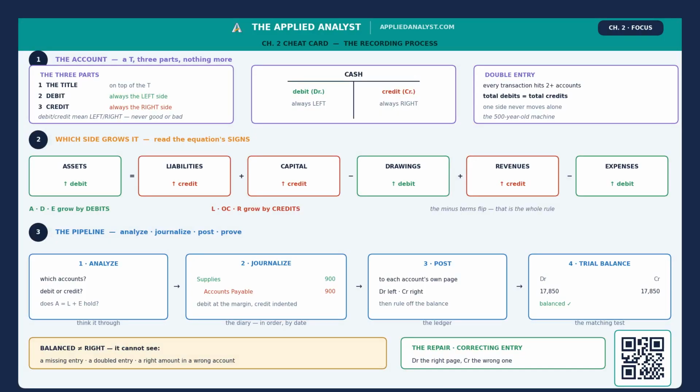Screenshot this, the whole of Chapter 2 on one card. The T, title on top, debit left, credit right. The map read straight off the expanded equation. Double entry, debits always equal credits. The pipeline, analyze, journalize, post. And the trial balance, a matching test that cannot see a missing entry, a doubled entry, or the right amount on the wrong page, with its one-move repair beside it.